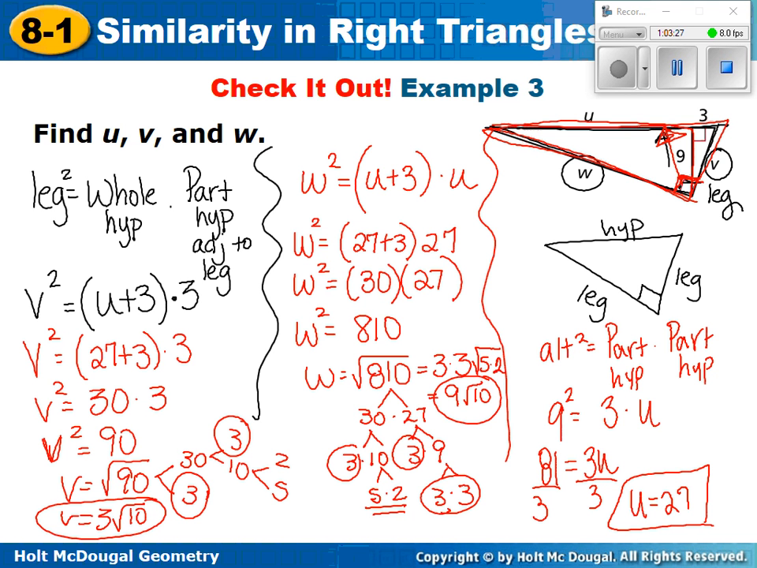What would we write down to solve for z? Z squared equals 9 times 3. Are you getting it? Leg squared equals whole times the part touching the leg. Okay? Those are your two shortcuts. You got to be able to use them. Homework. This was the hardest lesson.